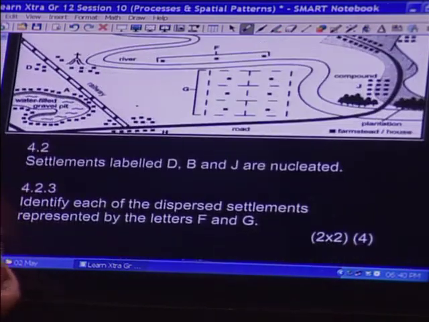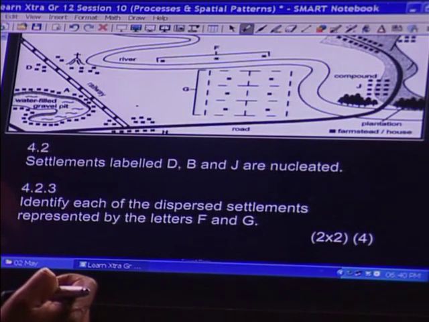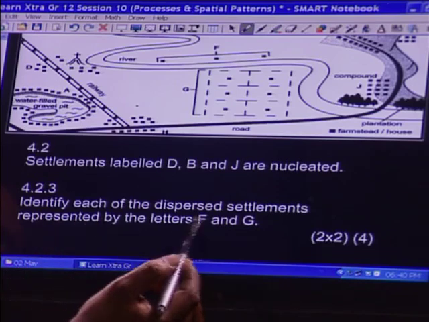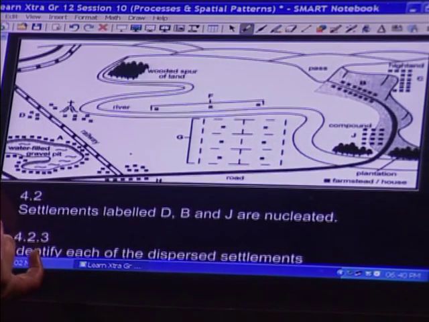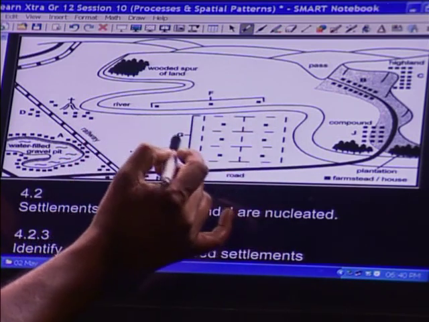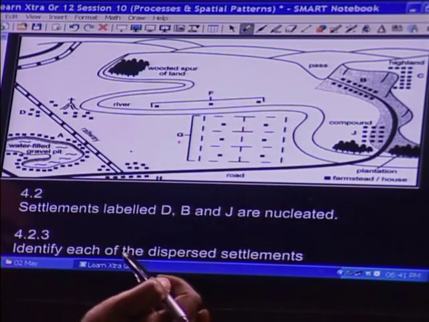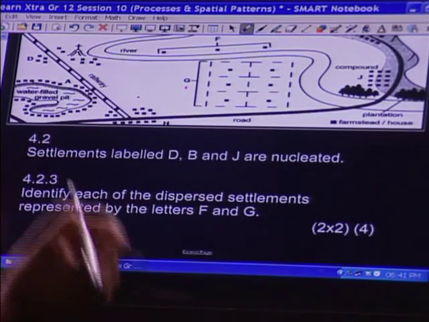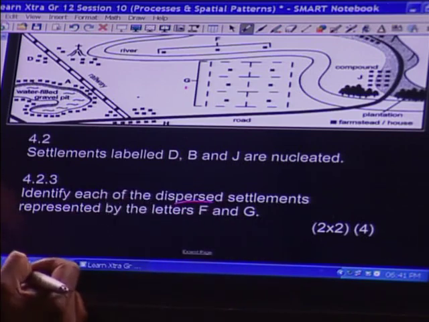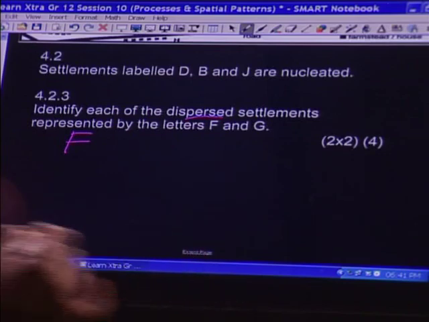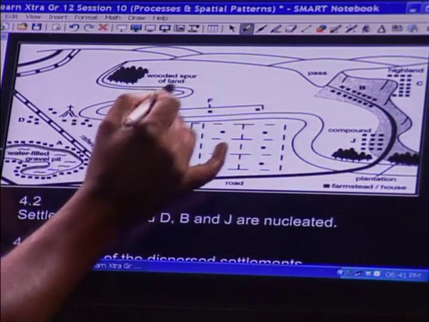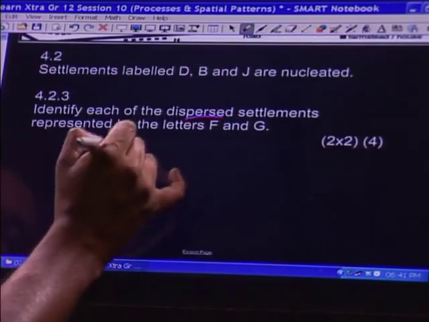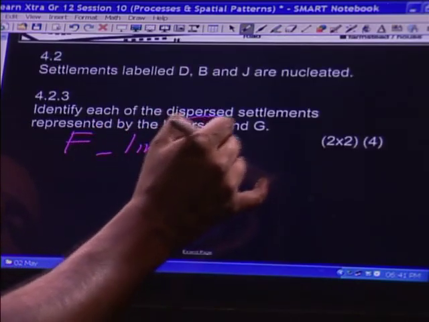Again, question 4. We are referring to D, B, and J as nucleated. Identify each of the dispersed settlements represented by the letters F and G. If we look at our diagram, F and G, both settlements display a dispersed pattern, as the question clearly states, but the question requires you to specify what type of dispersion is occurring. Settlement F, correct. It is along a river, and therefore F becomes a linear dispersed.